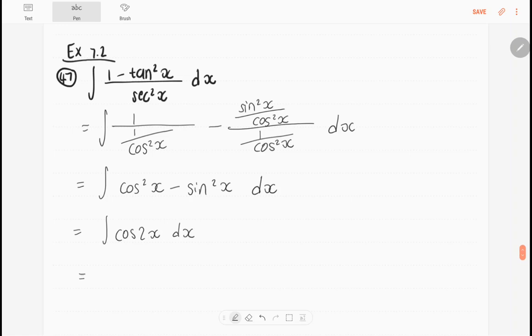And the integral of cos of 2x is nice and simple. It's just 1 over 2 sin of 2x, and then plus c.